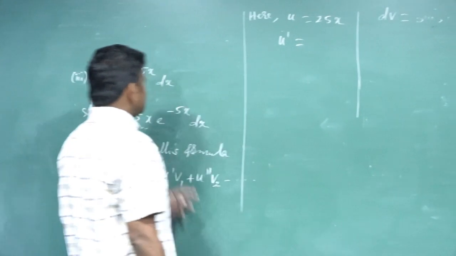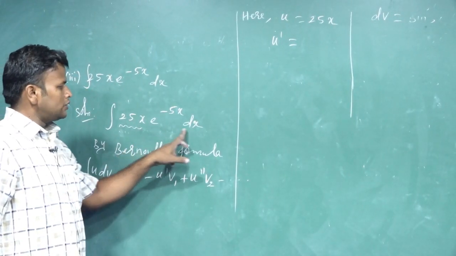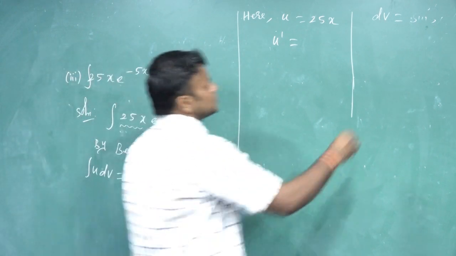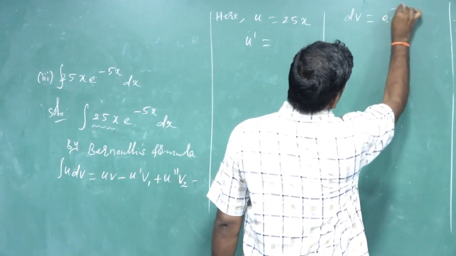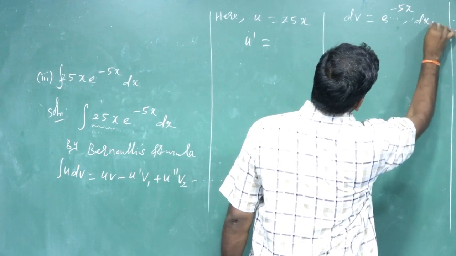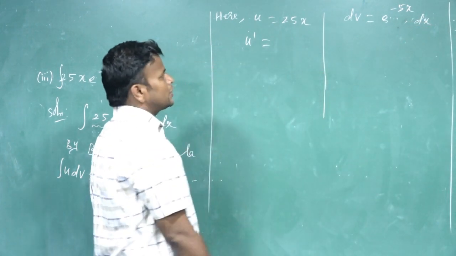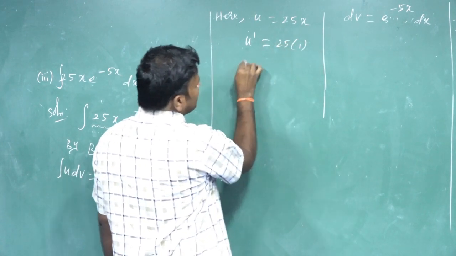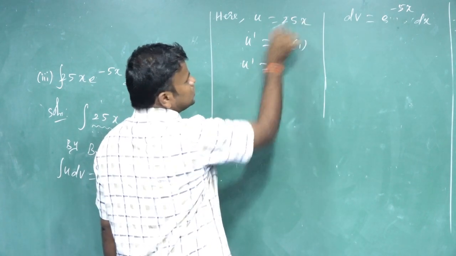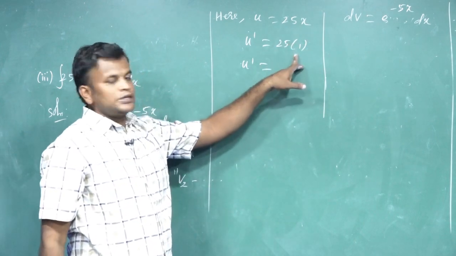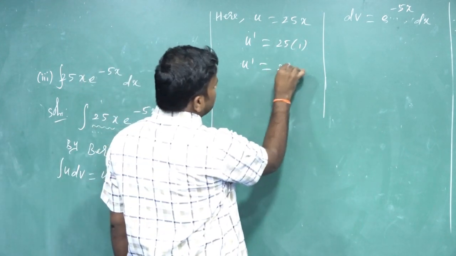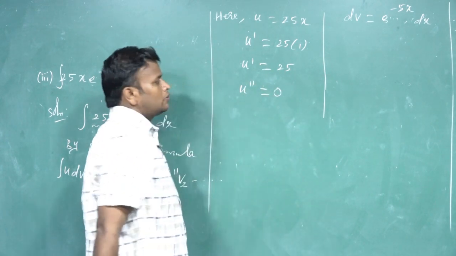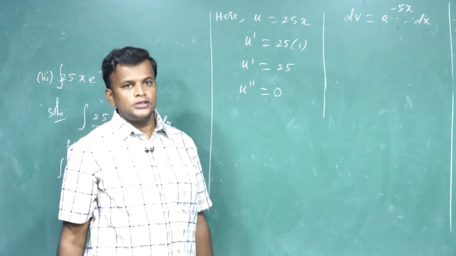All the remaining values are dv. So the value of dv is e power minus 5x into dx. What about u dash? We write only one line. 25 is enough. I write 25 into 1. 25 is a constant, and x with respect to x is 1. So u dash is 25. U double dash is a constant alone, so the differentiating of the constant is 0.